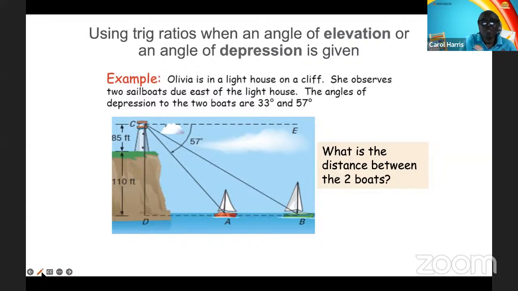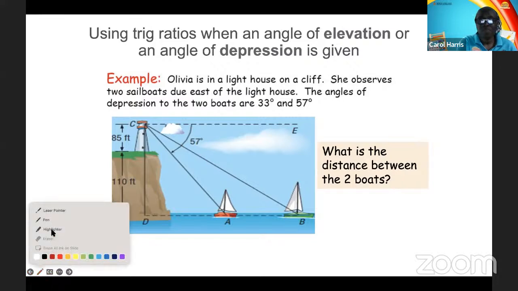Why is that the 57 isn't between the cliff and boat B? Any thoughts on that? The angle is from the girl looking down at the ship B, so it would be between her horizon, which is CE, and CB. That's what I understand first. I'm not sure. All right, so CB.